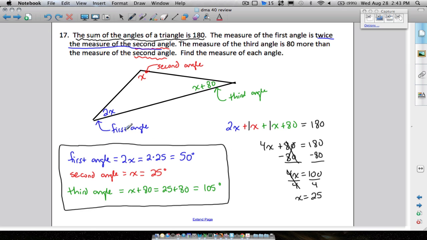If you chose to write that as a complete sentence, that will be fine, but I'm fine with you just labeling it like this. The first angle equals 50, the second angle equals 25, and the third angle equals 105. Don't forget your degrees though. 50 degrees, 25 degrees, 105 degrees.